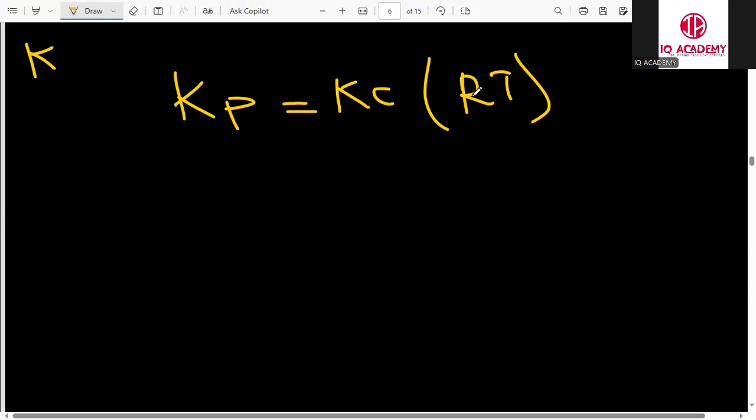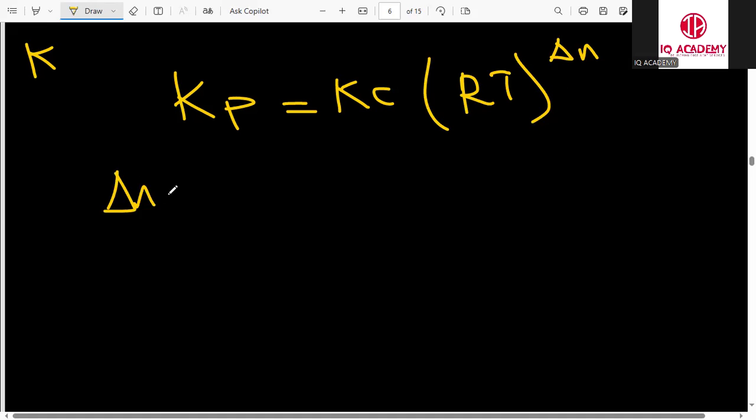So Kp is equal to Kc. This Kc is the one that they write as K. So when you just see K, it's the same as Kc, meaning the equilibrium constant in terms of the concentration. And then you multiply with RT. R is the gas constant, T is the temperature, and then you raise this to the power delta N. This delta N is just the change in moles between the product side and the reactant side. So how do you get that change in moles?